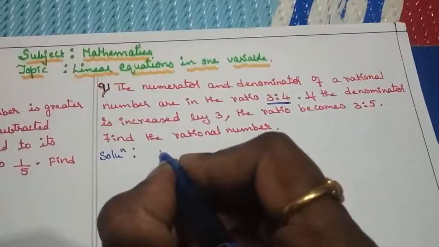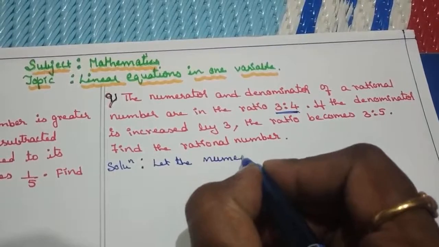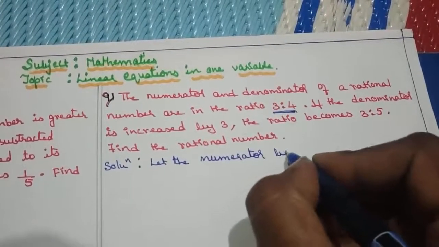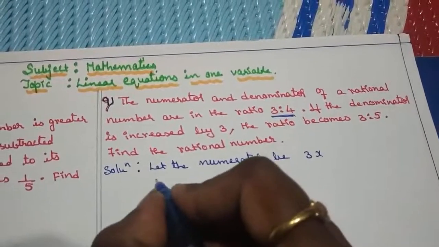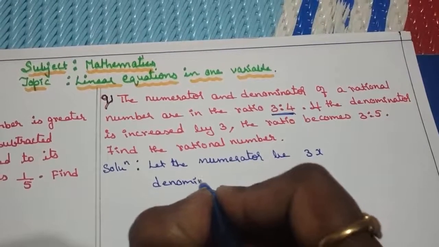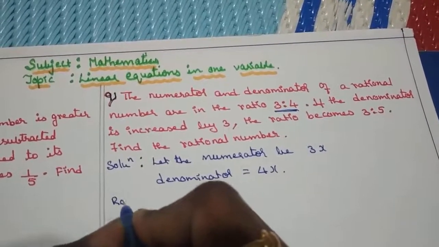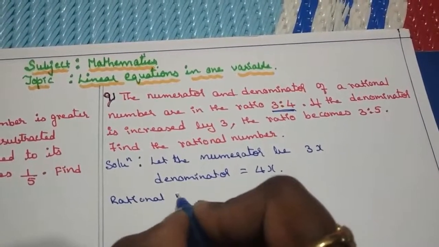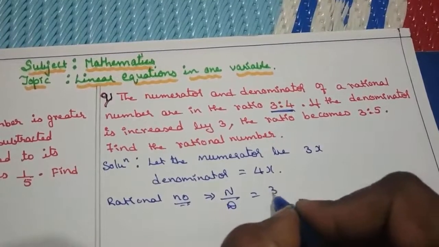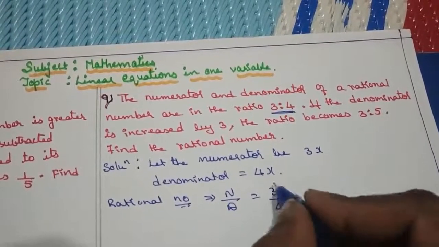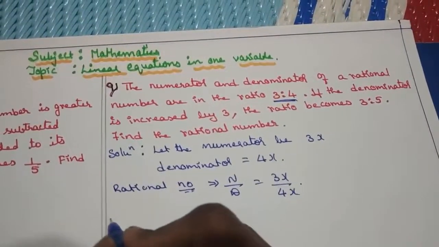So let the numerator be 3x. When we are removing the ratio, we need to stick with one variable. Then the denominator equals 4x. Then our rational number becomes numerator by denominator, that is 3x by 4x. We got that 3:4 after simplifying into simplest form. Then the condition is applied.